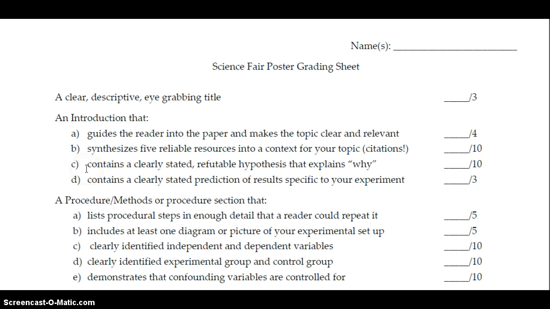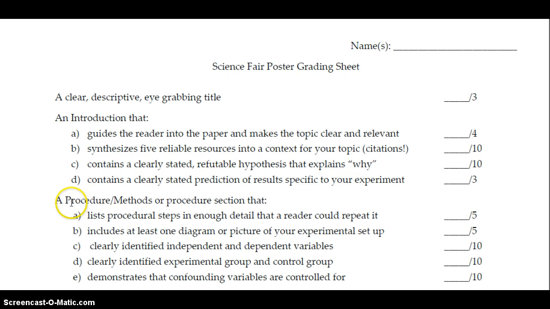Then, after setting up, you can hit the viewer with the actual hypothesis, making sure that your hypothesis is refutable or testable or falsifiable, and that it explains why. So X causes Z because blank. That's a more general statement about the cause and effect relationship that's going on inside your experiment, and then right after that you can have a clearly stated prediction for the results specific to your experiment. So what exactly do you think you're going to see after you've run the experiment? All right, that's the introduction.